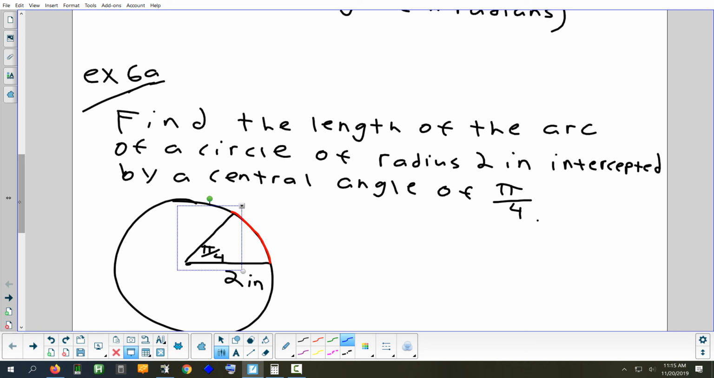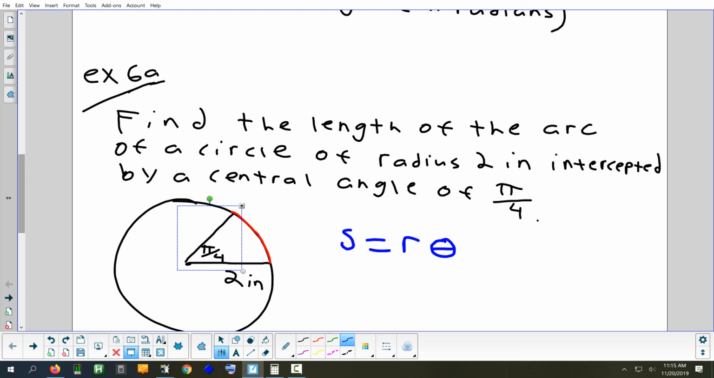What unit is this pi over 4 in? How do you know? Because it doesn't have a degree sign. You can't say, well, because it has pi. Nope, radians don't always have pi, but it does not have a degree sign. So what's my formula for arc length? S equals radius times angle.